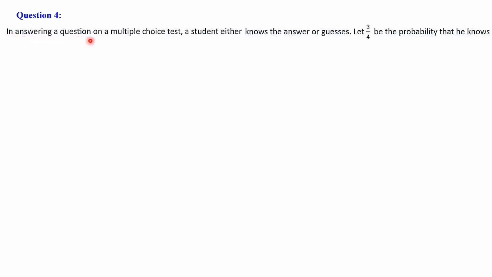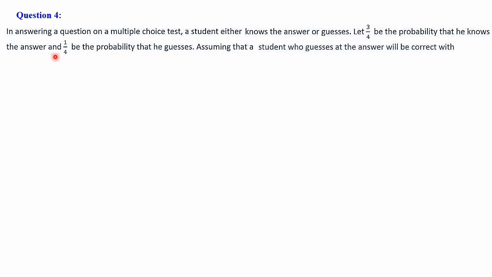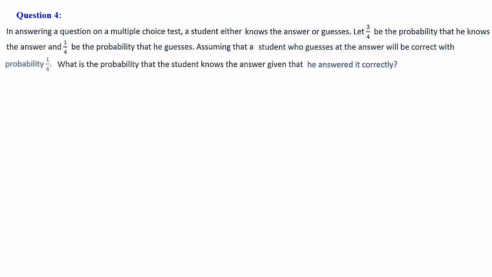Move on to question number 4. In answering a question on a multiple choice test, a student either knows the answer or guesses. Let 3 by 4 be the probability that he knows the answer and 1 by 4 be the probability that he guesses. Assuming that a student who guesses at the answer will be correct with probability 1 by 4, what is the probability that the student knows the answer given that he answered correctly?